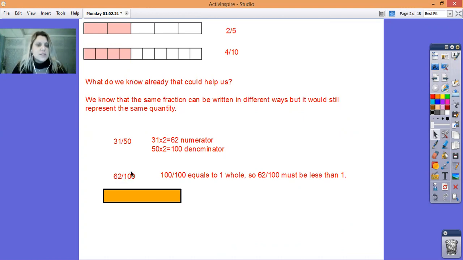This is the same thing as 4/10. We know that 100 over 100 equals 1, so 62 over 100 must be less than 1. Same thing as for 4 tenths. We know that 4 over 10 is less than 1, so it must be a decimal number. Same thing here. 62 over 100 is definitely less than 1 because it's less than 100 over 100. So it must be a decimal number. Let's have a look how we solve that.